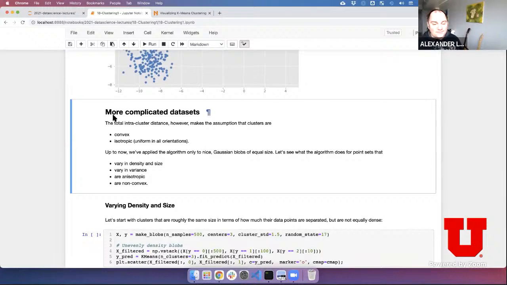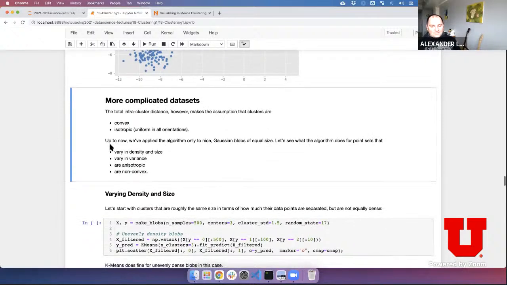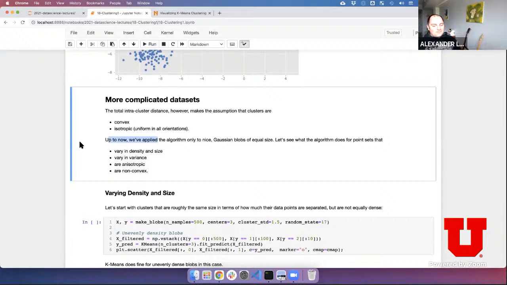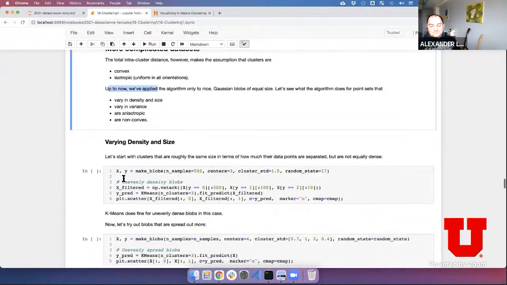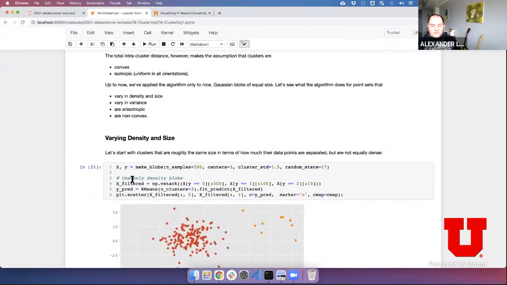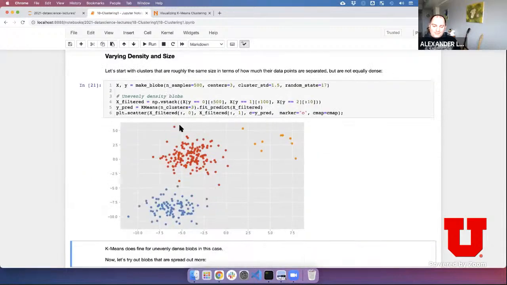So what happens when we make certain assumptions about our data? We make an assumption that our data here is convex, so that if we were to draw a boundary across our cluster, we would assume this to be a convex shape, and we assume it to be isotropic, so uniform in all orientations. Up to now, we've applied this algorithm only to nice Gaussian blobs of equal size. But let's see what this algorithm does for points that vary in density and size, vary in variance, are anisotropic, and are non-convex.